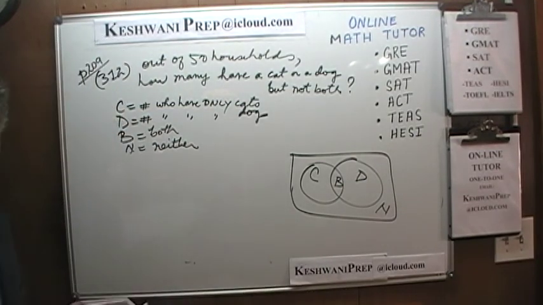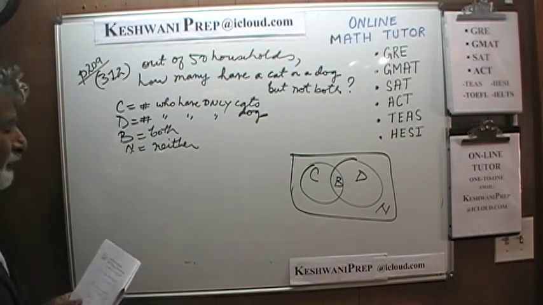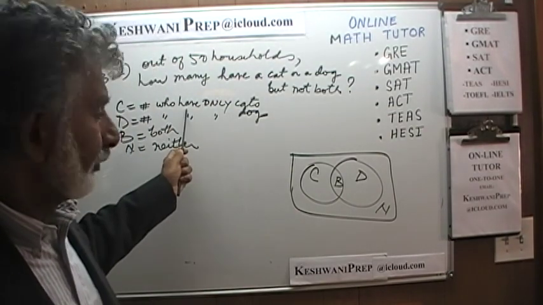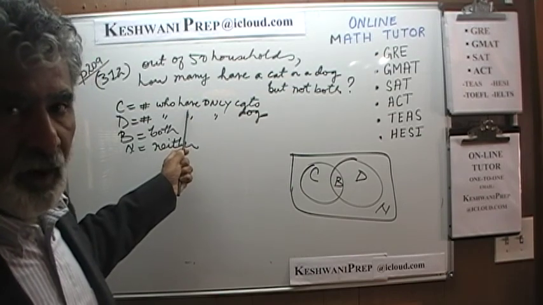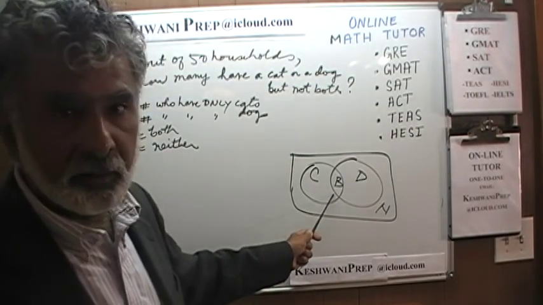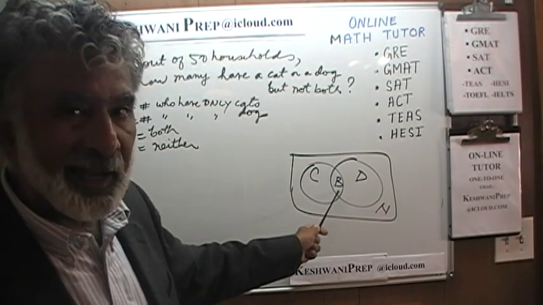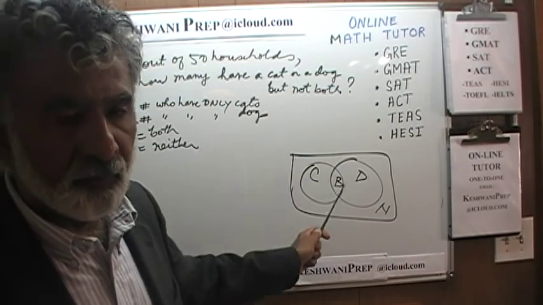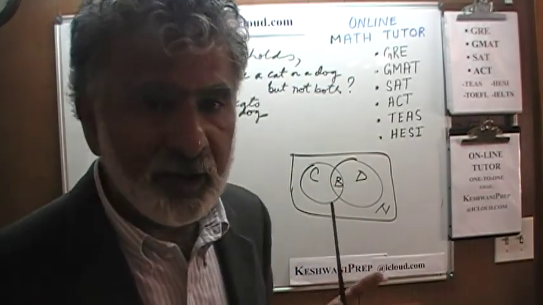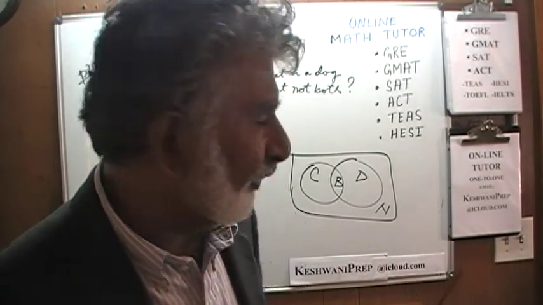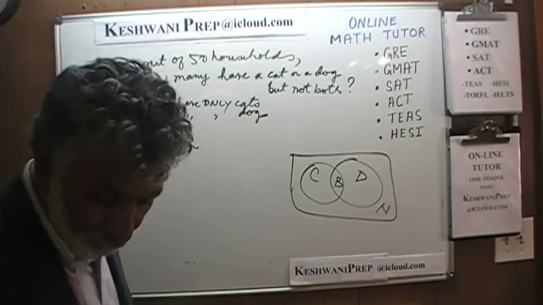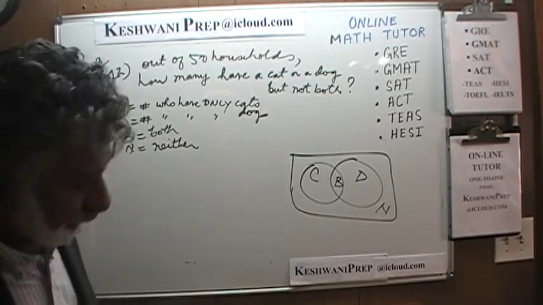Now that you understand how we set it up, you understand that C stands for people who have cats and only cats. So how many total people have cats? The answer is C plus B, because there are B people who have both a cat and a dog. If the question is how many households have only cats, the answer is C. If the question is how many households have cats, the answer is C plus B, because some of them also have dogs. Let's continue.